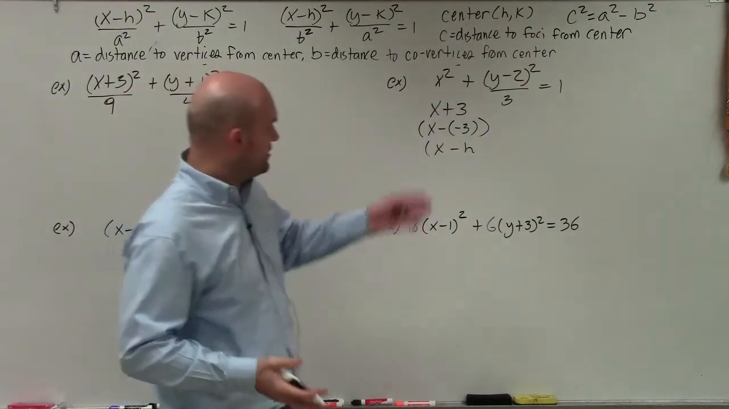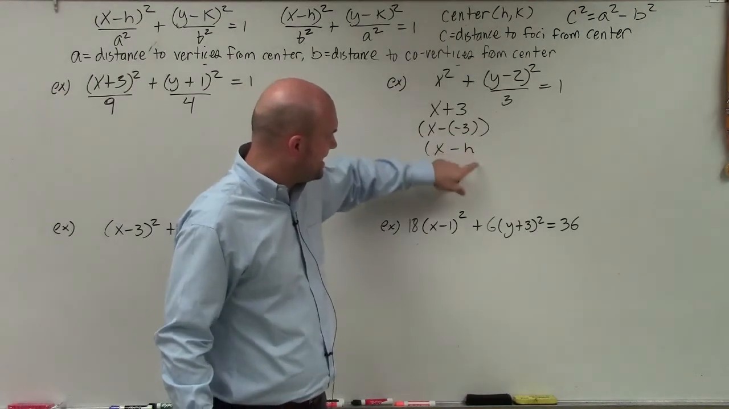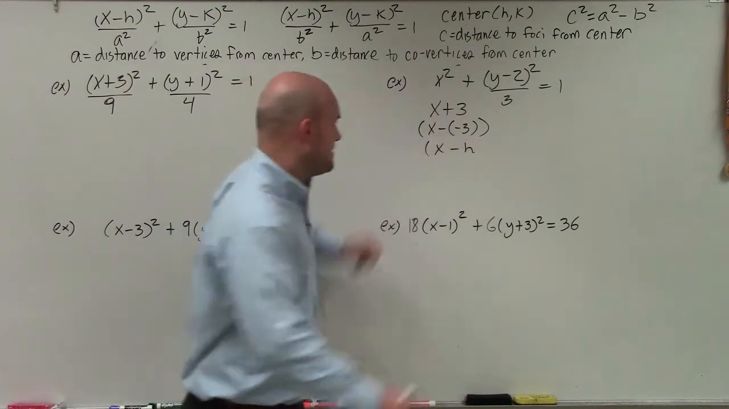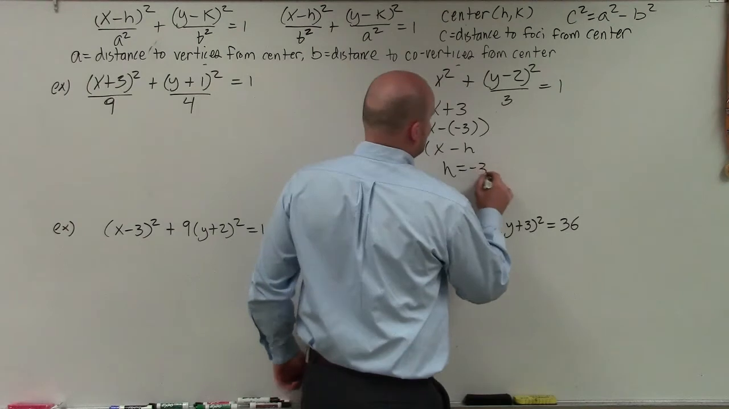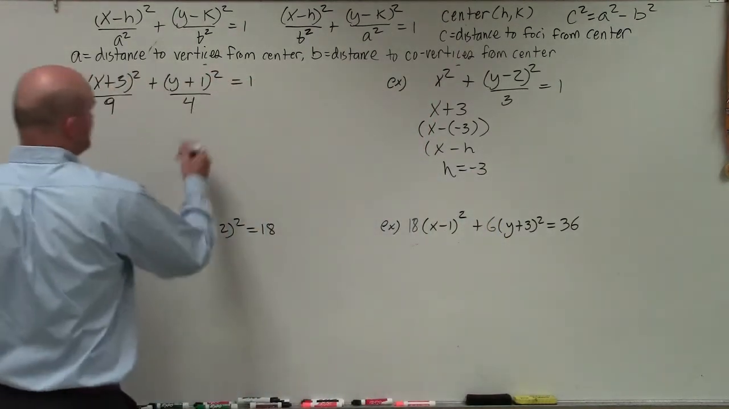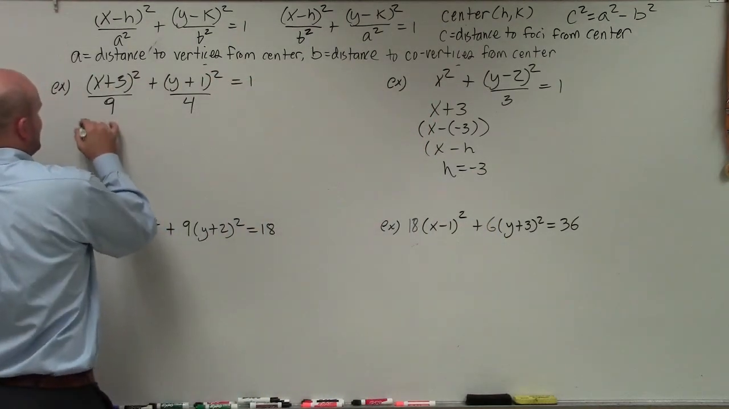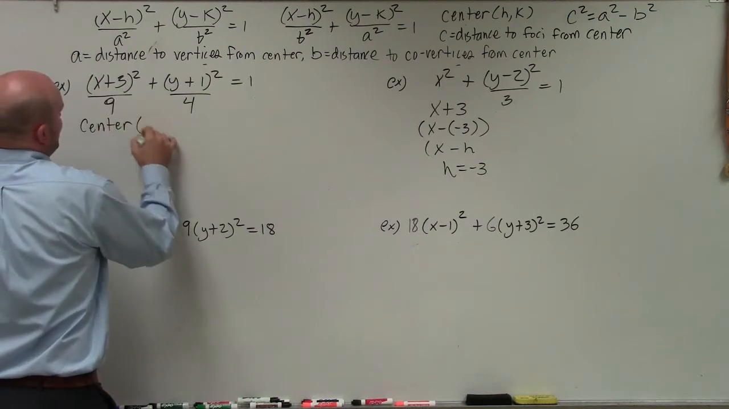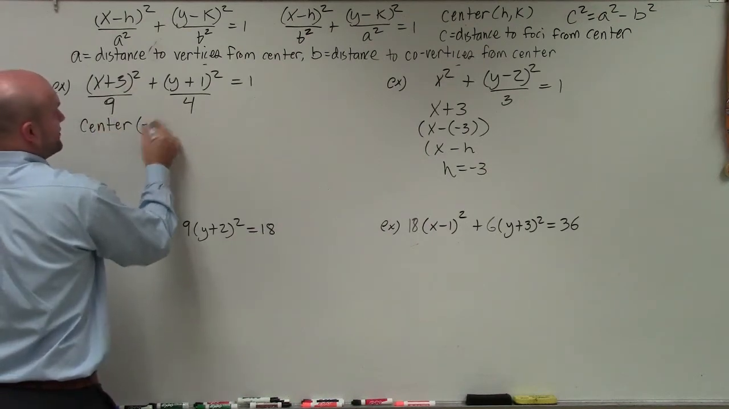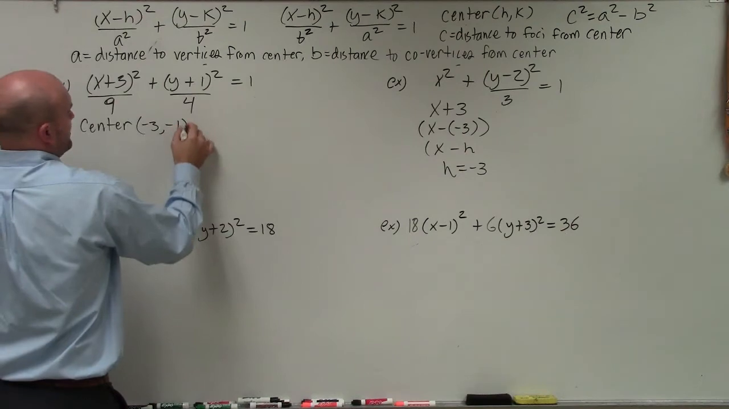So if you look at this, what are you subtracting from x? It's x minus h, x minus -3. That means h is equal to -3. So in this example, we can say that the center is at the opposite of 3, which is -3, and the opposite of 1, which is -1.